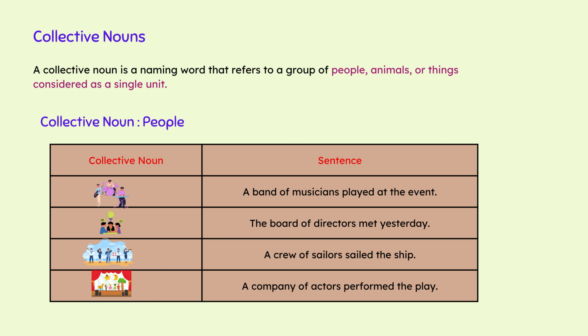A crew of sailors sailed the ship. Crew refers to a team of people working on a ship. A company of actors performed the play. Company is used to refer to a group of people acting in a drama or play. All these are examples of collective nouns that name groups of people acting as one unit.